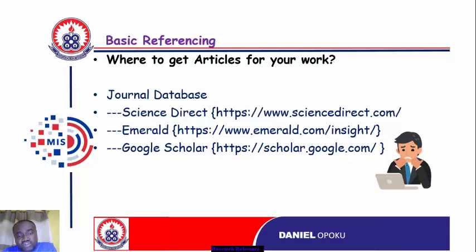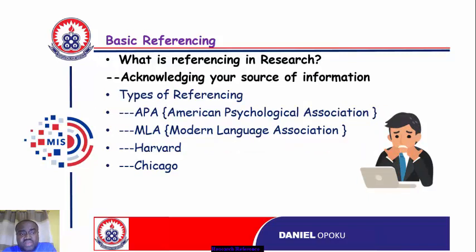But for this tutorial, let's look at one of the basic components we mostly use. That is Google Scholar. So I'll show you how to search articles from Google Scholar and how to identify the authors in the article, the volumes, the year of publication, and other things that I think will help you in your research. Okay, good. Now, what is referencing?